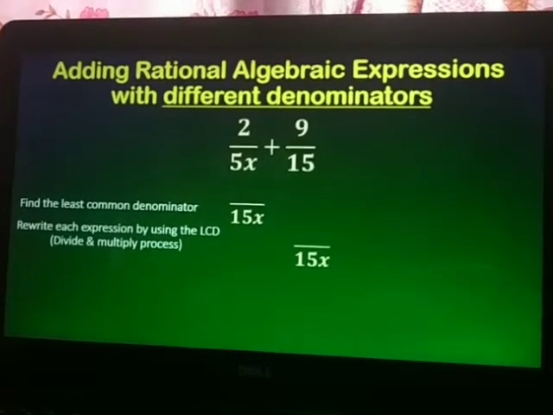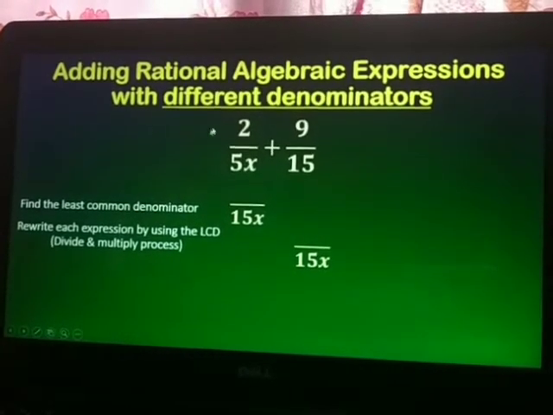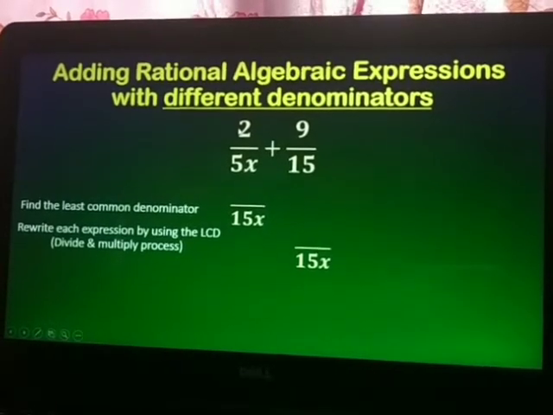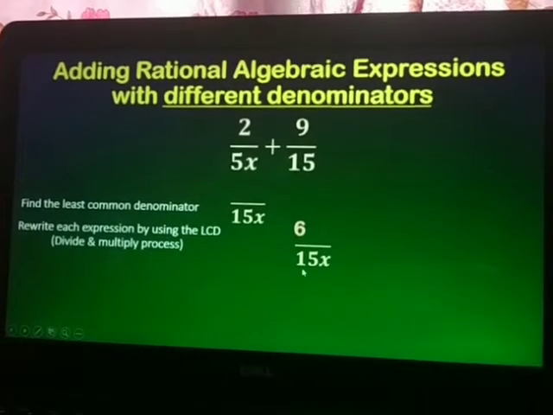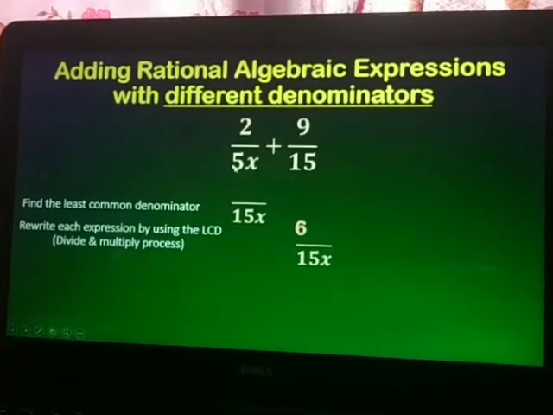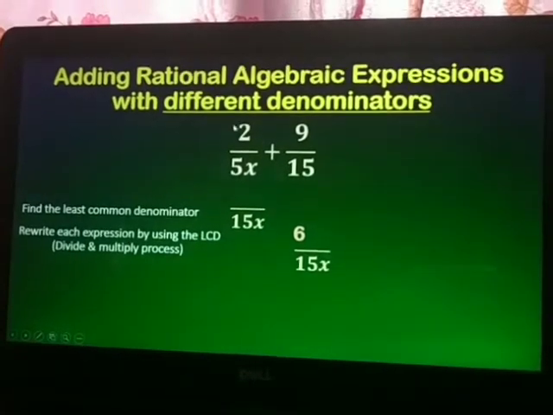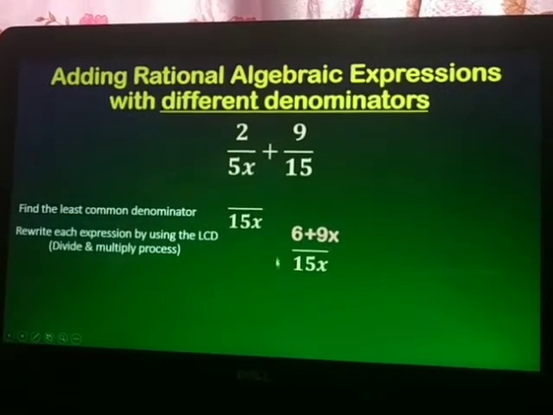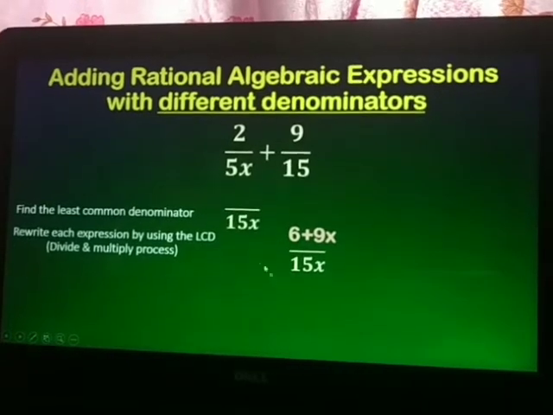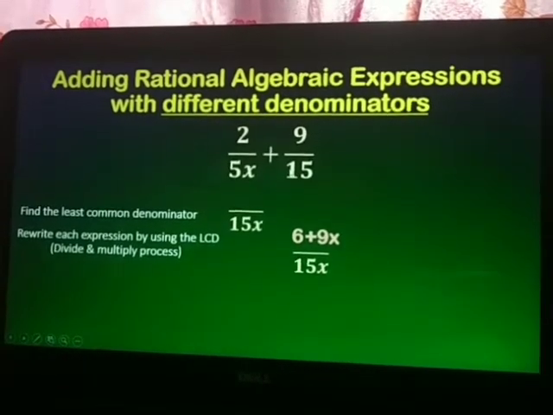And then, the answer 3 will be multiplied to the numerator of the first given. 3 times 2 equals 6. Again, that's 15x divided by 5x. Answer is 3. 3 times 2, 6. Copy plus. Okay, so the answer in the next one is 9x because 15x divided by 15 is x.